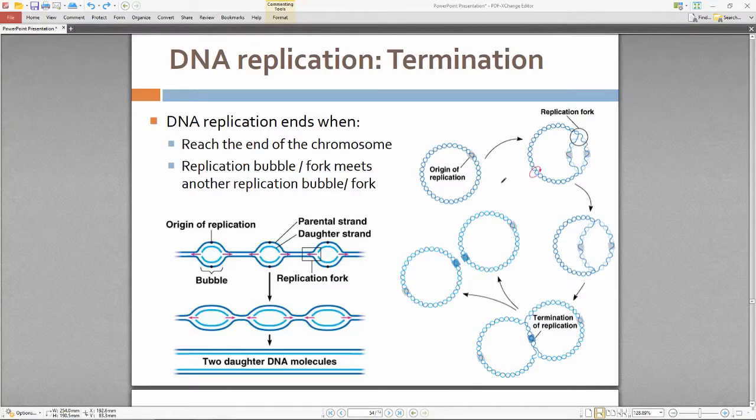Cool. So, termination. DNA replication termination ends when you either reach the end of the chromosome or two replication bubbles or forks meet. This is what it would look like in eukaryotes with linear DNA, and this is what it would look like with circular DNA.